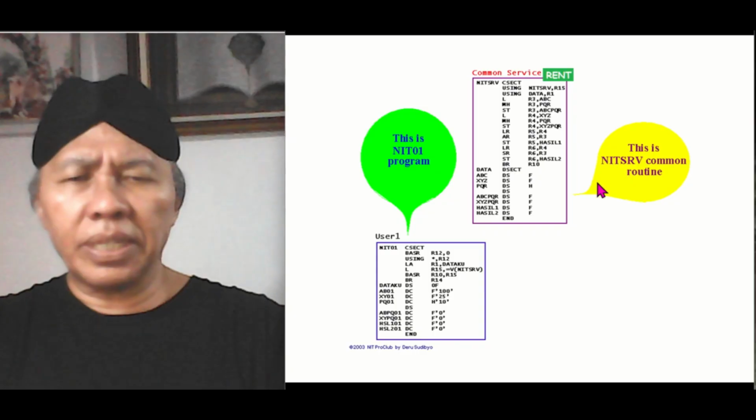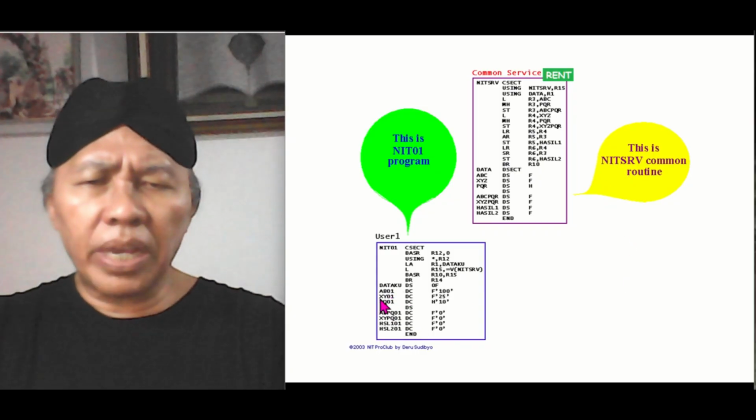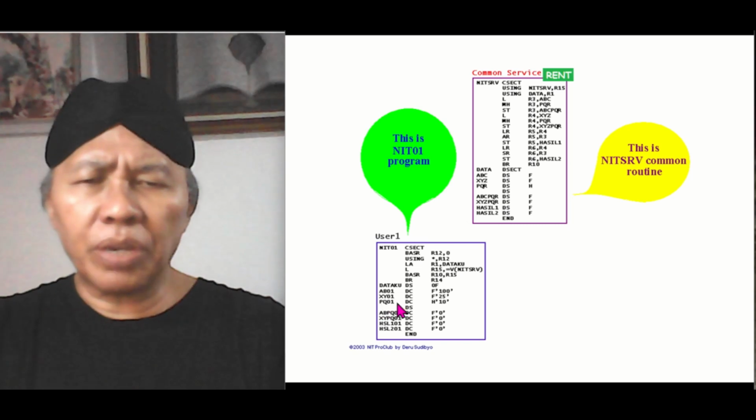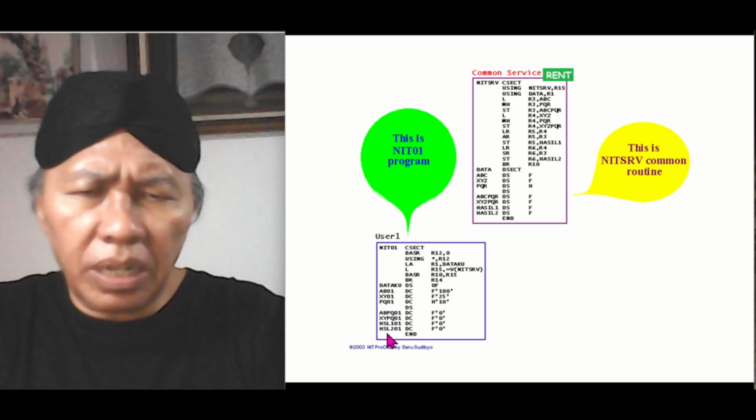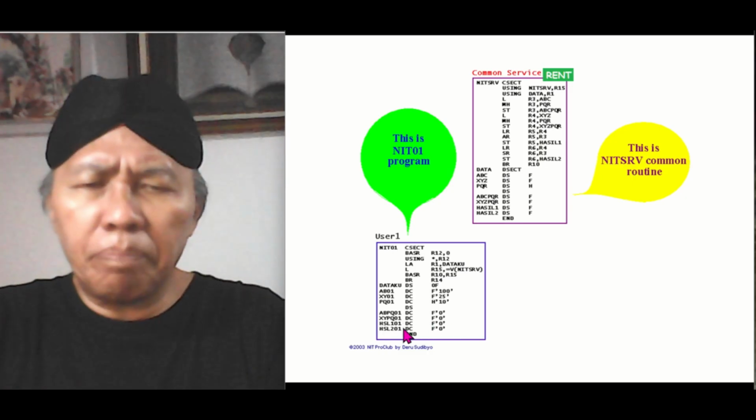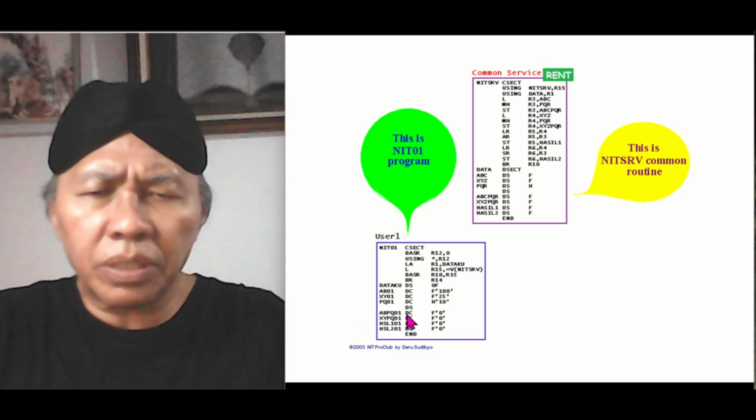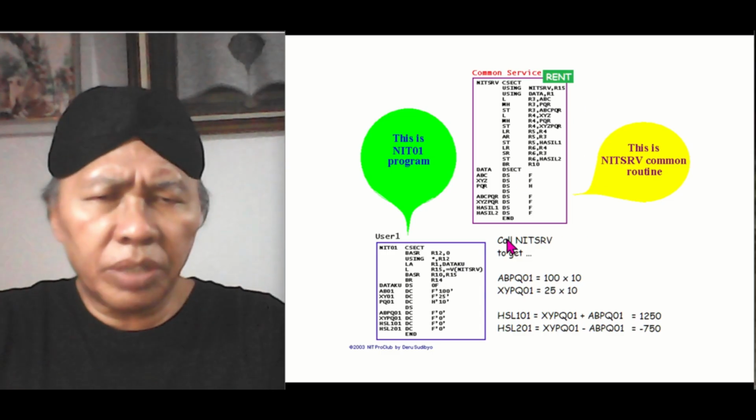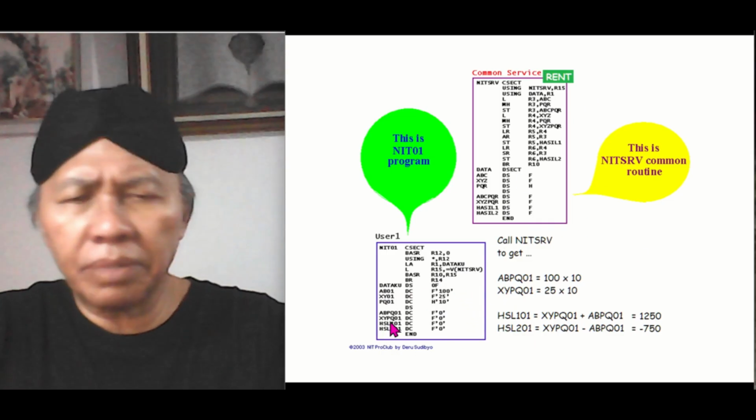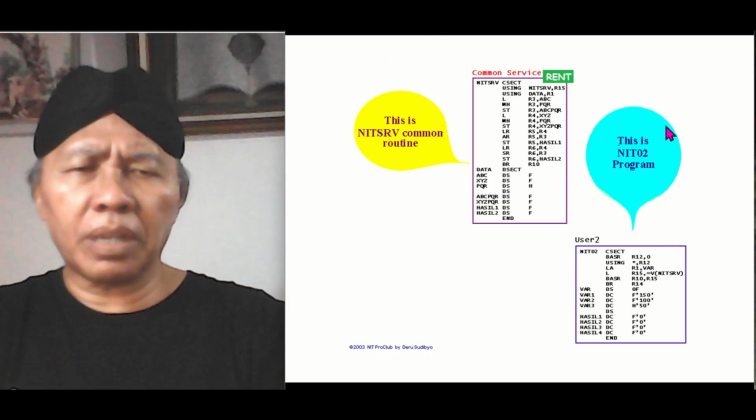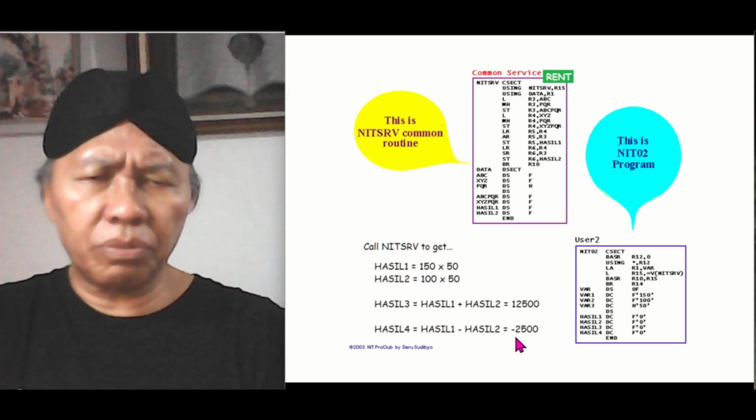When user 1 calls, it has to provide the data like this, AB01, XY01, and PQ01 still the same. SSL101, SSL201 also the same, but before that, these two variables are inserted. This module will calculate using this algorithm based on the data provided by user 1. The same way if it is called by user 2, it will calculate data from user 2 like this.